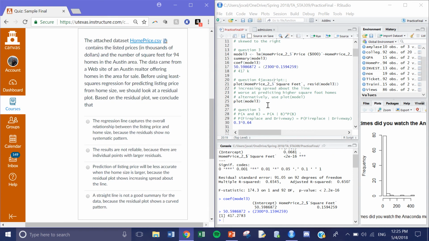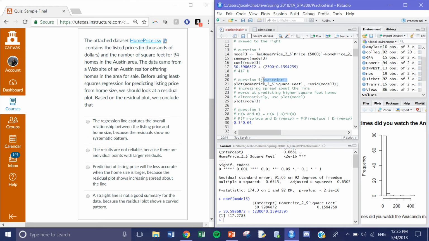Question 4. The attached dataset, homeprice.csv, contains the listed prices, in thousands of dollars, and the number of square feet for all of these houses. So this question is about the same dataset that question 3 was about. It says, before using least squares regression for predicting price from home size, we should look at a residual plot for the model we just created to make sure that the equal spread assumption is true.